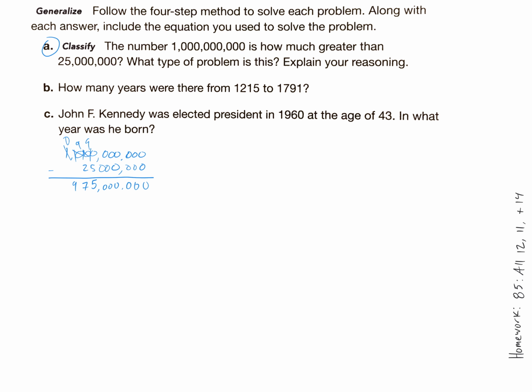So this would be a comparing. So this is how far apart they are. This would be a comparing problem, because, what type of problem is this? So I'm going to say comparing. And the equation I used was larger minus smaller equals difference.